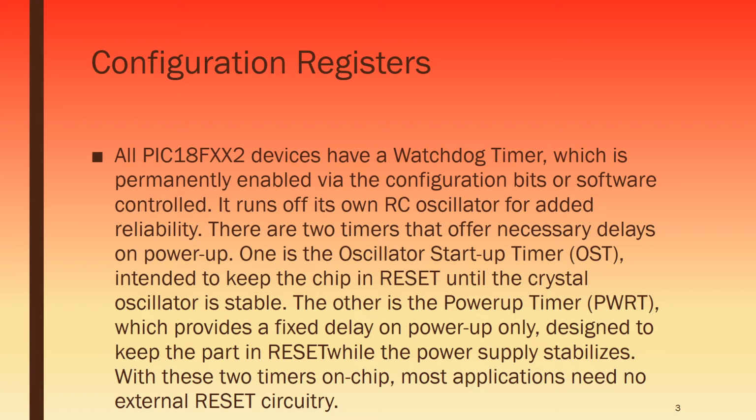The PIC18FXX2 has a set of configuration registers, whereas in the case of the PIC16 series, it has only one configuration register, but in the case of PIC18 there is a set. Configuration registers are programmed during the programming of the flash program memory by the programming device. Configuration bits are special bits used for controlling different features in the microcontroller.